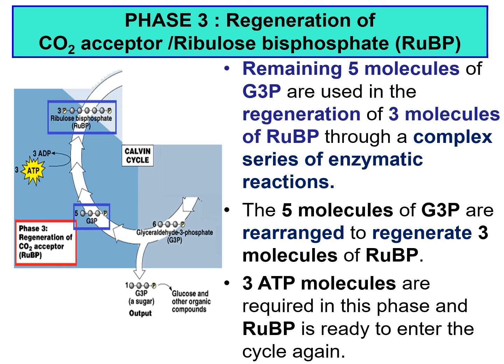3 ATP molecules are required in this phase. And RuBP will then be ready to enter the cycle again. Remember, as we explained earlier, we use 3 carbon dioxide combined with 3 RuBP. So in the end we need to reproduce 3 RuBP again. So it is about mathematics. The numbers.